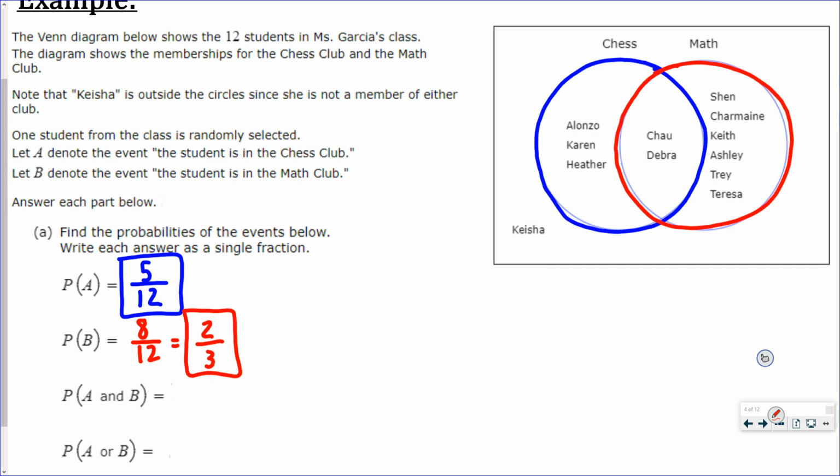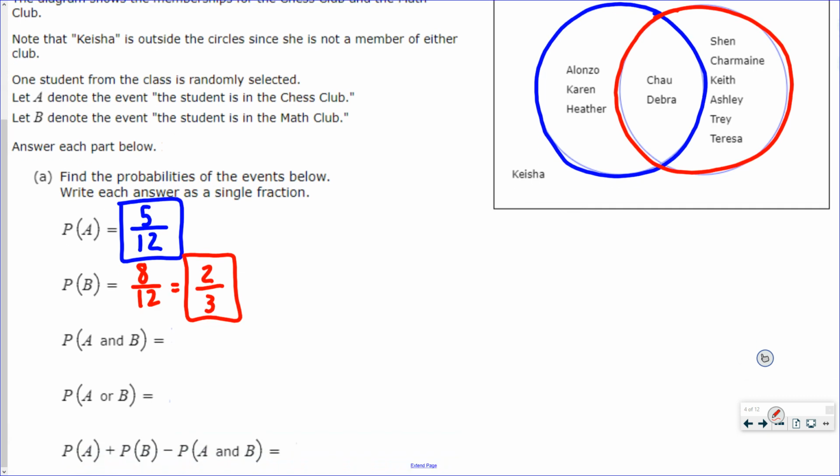Okay. So this question said, if I were to read it out loud with plugging in what A and B represent, what's the probability that the student is in the chess club and in the math club? Since A is the event, the student's in the chess club and in the math club, and that would be these two students. 2 out of 12, which can be reduced to 1 out of 6.